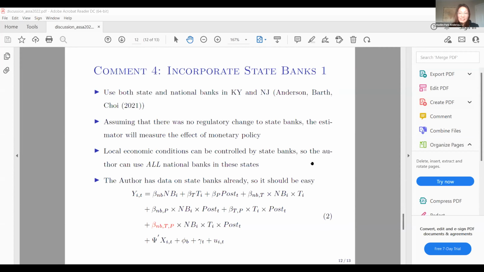So in Killian's case, Killian has Kentucky and New Jersey. And if he has all the state banks for these banks, he can basically do difference in differences and use the split. I'm not sure, I don't know much about state banks, but if there were no major regulatory changes, then you can difference out differences between these, and the difference-in-differences estimator will get the effect of monetary policy. Then you have a larger sample, and if you want to put banks in a different category, it will allow you to do that.